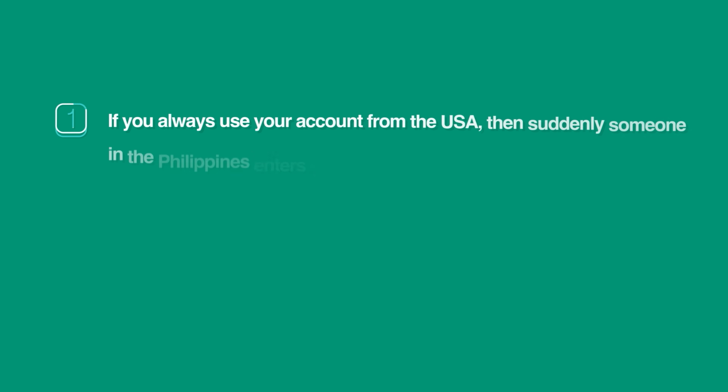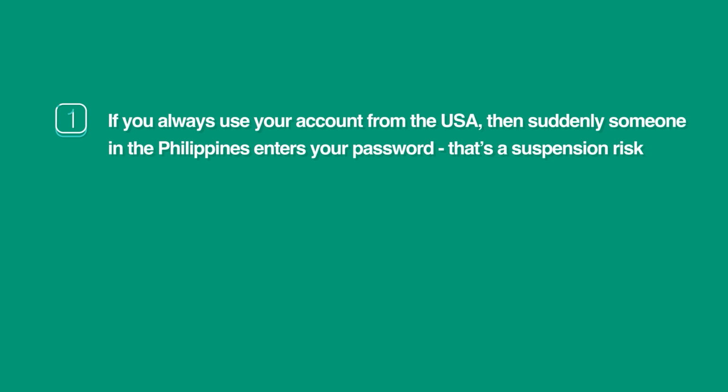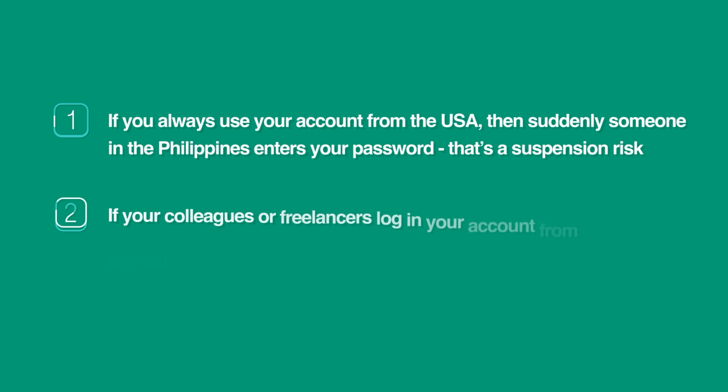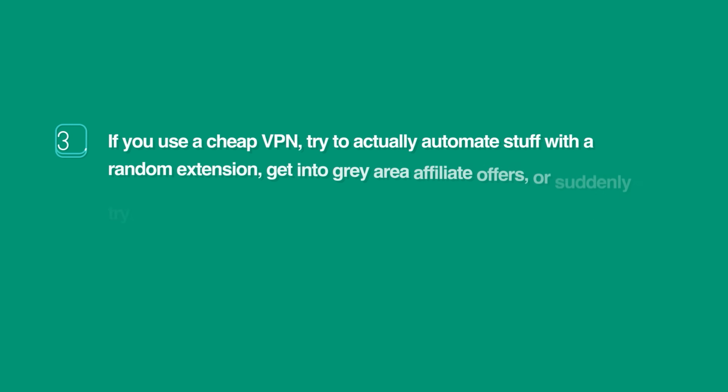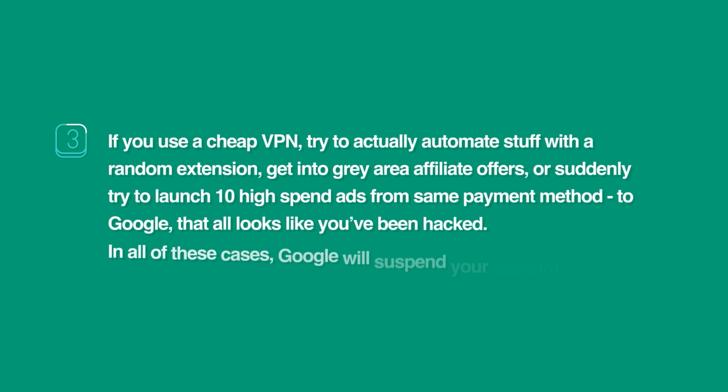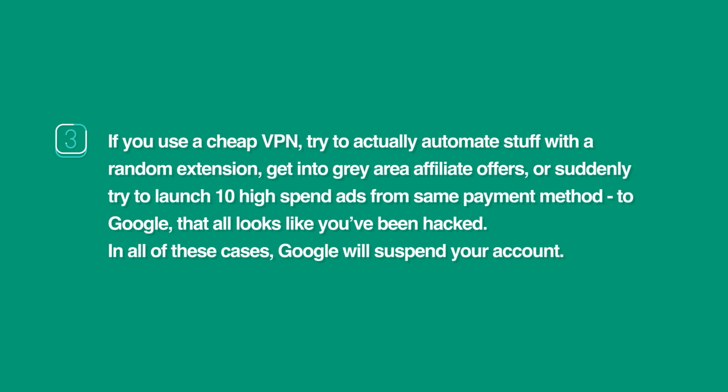If you always use your account from the USA, then suddenly someone in the Philippines enters your password, that's a suspension risk. If your colleagues or freelancers log in to your account from several different devices at once, from all across the world, or even the US, to Google, that looks like automation. Account locked. If you use a cheap VPN, try to actually automate stuff with a random extension, get into grey area affiliate offers, or suddenly try to launch 10 high-spend ads from the same payment method, to Google, that all looks like you've been hacked. And in all these cases, Google will suspend your account.